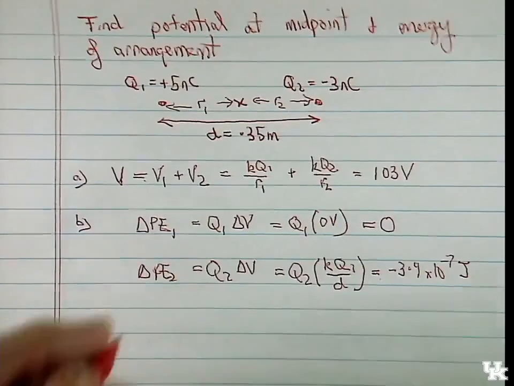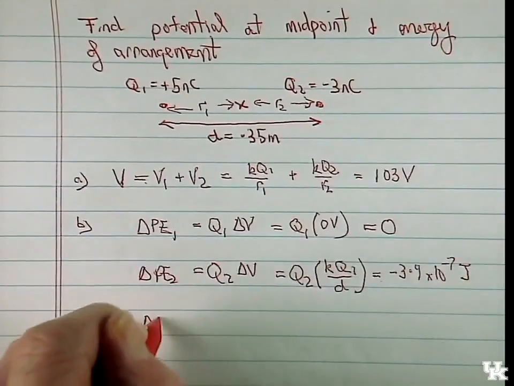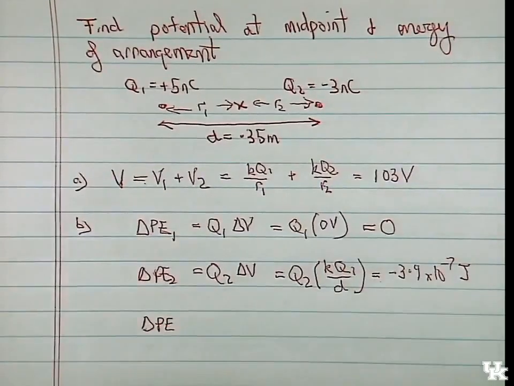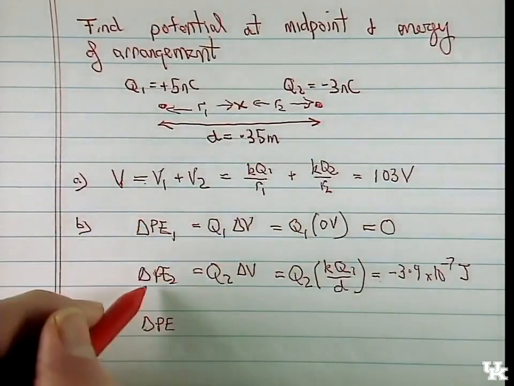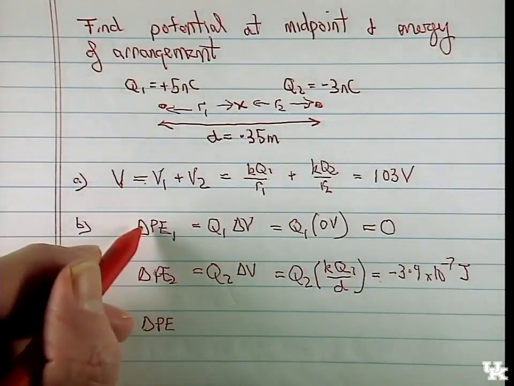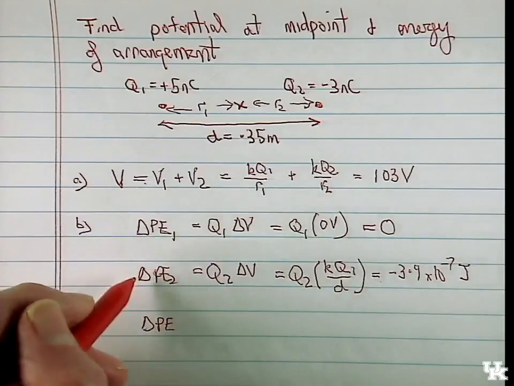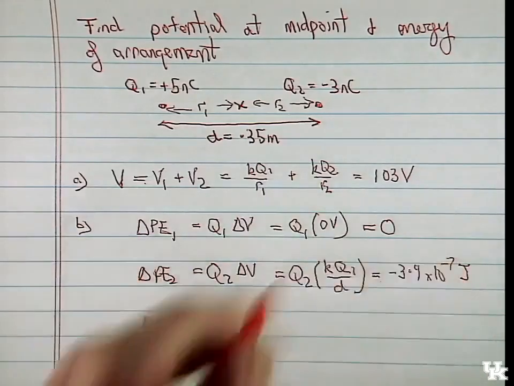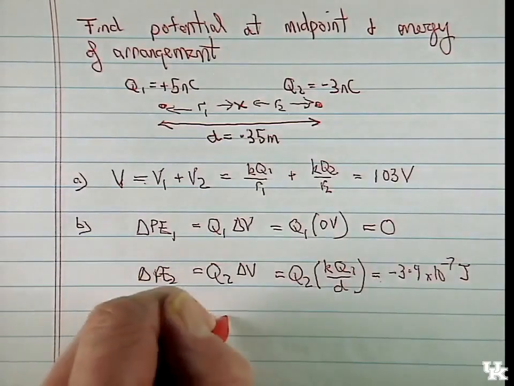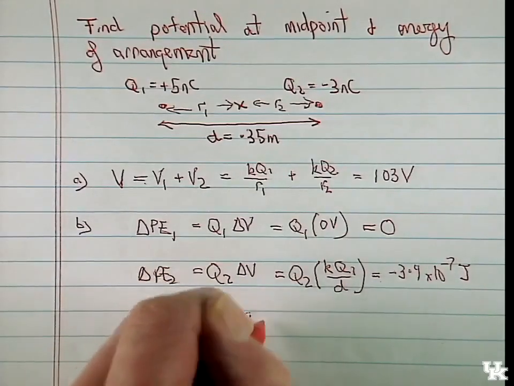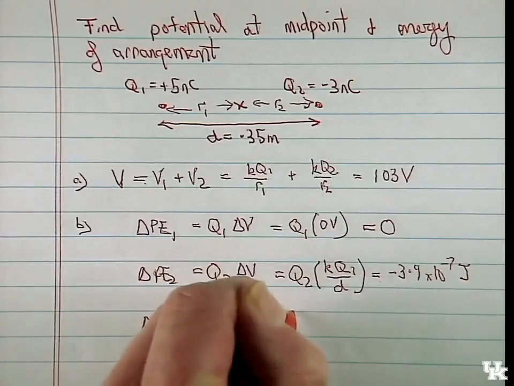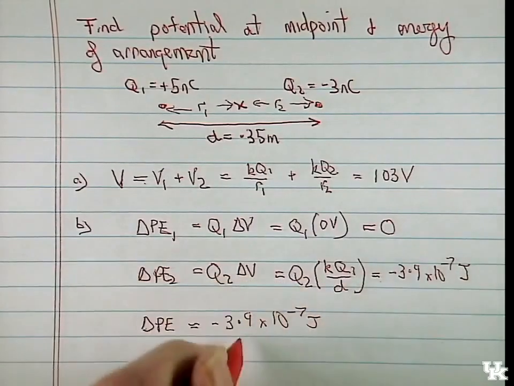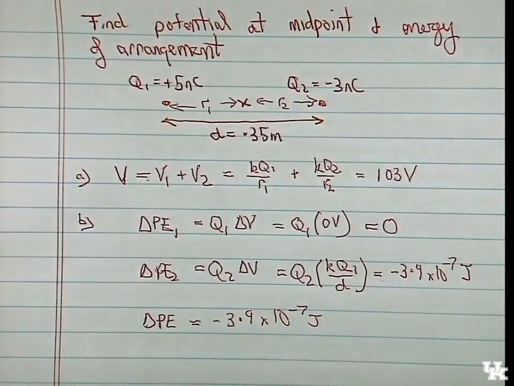So if I wanted the energy of the entire arrangement, I'd have to add up these two energies. How much it costs me to bring in the first charge in energy units, how much it costs me to bring in the second charge in energy units. The first one was 0, the second one is non-zero. And so that total amount of energy in that arrangement of charge is actually negative 3.9 times 10 to the minus 7 joules. And so that's our answer to the second part of the question.